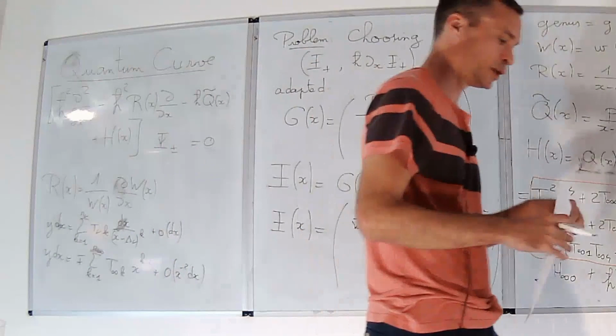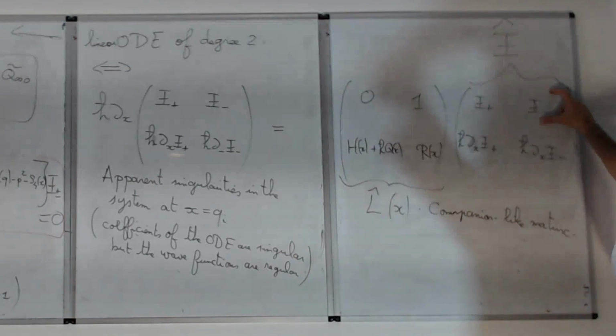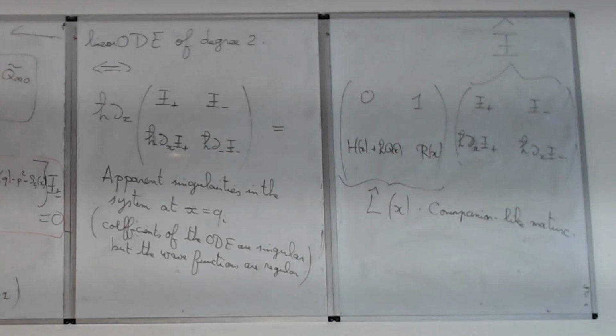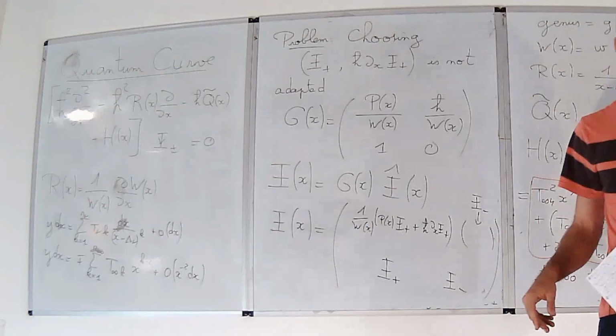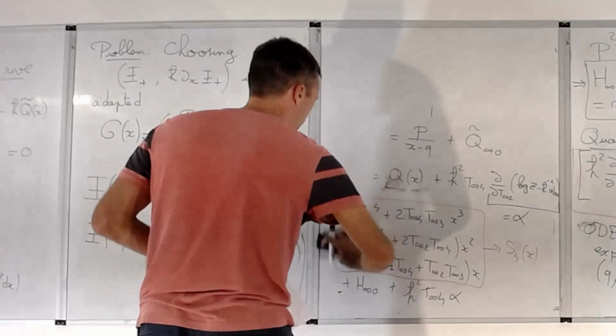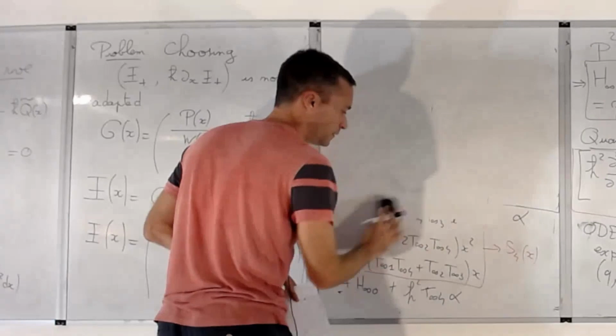So the gauge transformation is what? Well, we put the wave function on the second line instead of the first, but this is inessential. And we replace the derivative, which was not adapted, by a linear combination of the derivative itself plus some function divided by W of x. For now, p is an unknown rational function, and we'll have to choose it in a way that the new matrix has no apparent singularities. And this can be done in general.